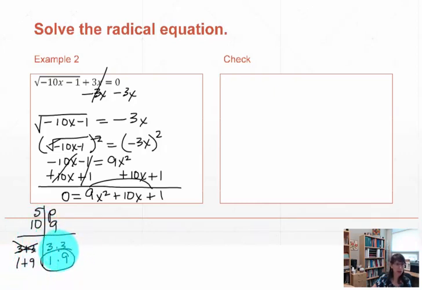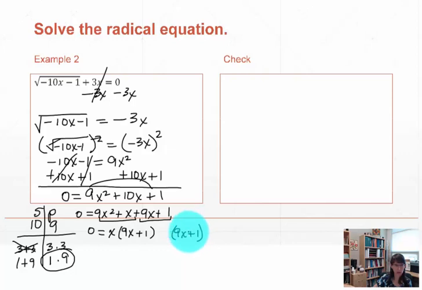So 1 and 9 are the factors that we want to replace the middle term with. So we now have 0 equals 9x squared plus x plus 9x plus 1. And we've got our 4 terms for grouping. 0 now equals, let's see, a common factor of x multiplied by 9x plus 1. So that means the other factor should be a quantity of 9x plus 1.